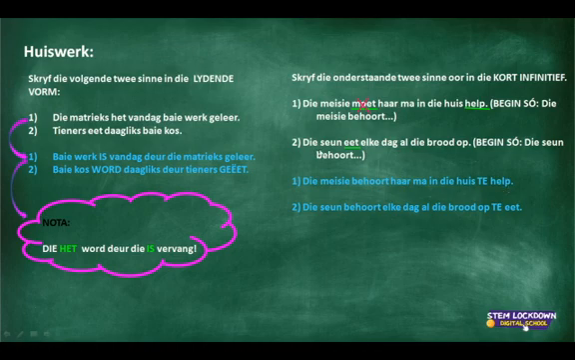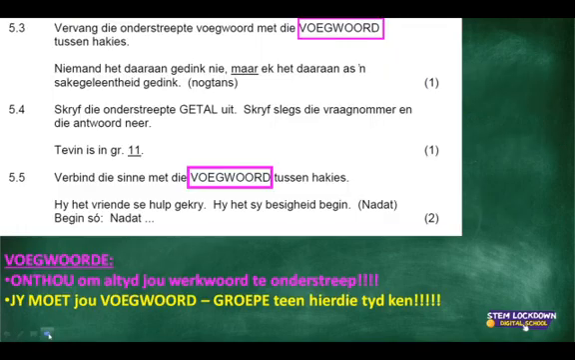Goed, nommer 2. Die seun eet elke dag al die brood op, begin so, die seun behoort. Okay, once again, I identify my verb. Nou gaan ek skryf. This sentence does not have an auxiliary verb. So what do we do now? Die seun behoort. Behoort is now standing in the place of the eet. So my verb is going to move to the end. Die seun behoort elke dag al die brood op te eet. Okay, please remember, no om. That is extremely important.